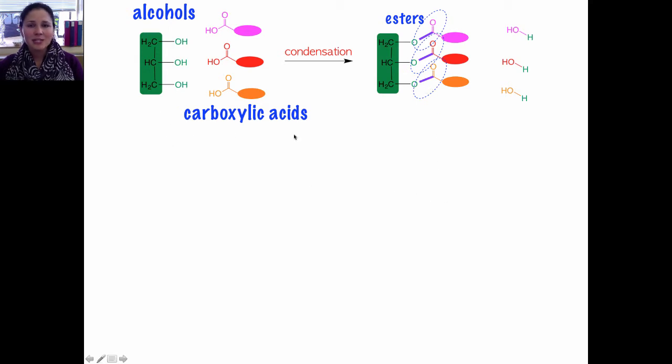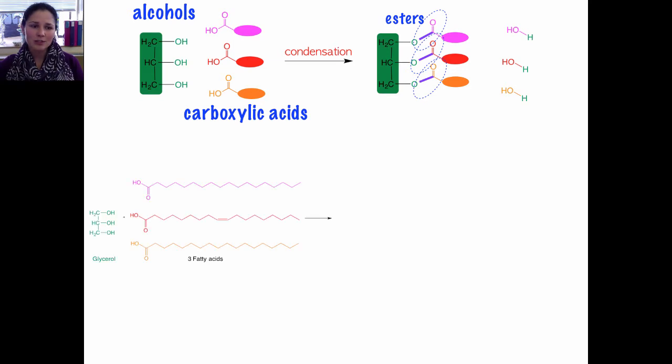Now that we've seen the cartoon version, let's look at this reaction with real chemical structures. Here we have a glycerol molecule and three fatty acids. If we're going to combine these in a condensation reaction, we remove the OH group from the carboxylic acid and the hydrogen of the alcohol groups of glycerol to make water. And then we will make a new bond between the oxygen of glycerol and the carbonyl carbon of each of the fatty acids.